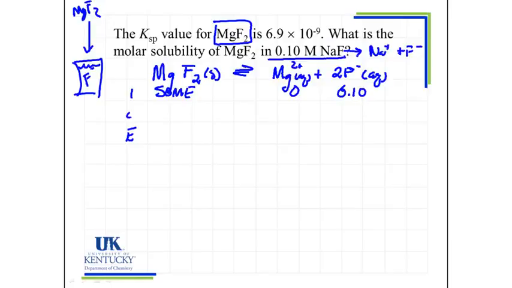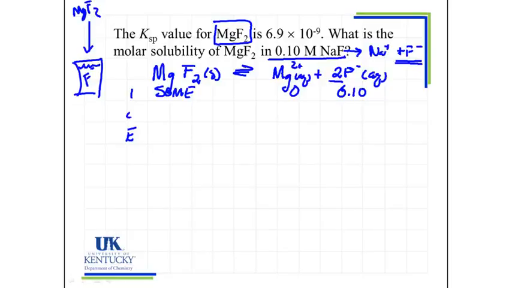Now, a common mistake that I see students making is to try to incorporate this 2 somehow. It does not come into play in the initial line. It has nothing to do with the initial line. That 2 has to do with the reaction taking place, and that's always in the change line. So you're just plugging in 0.10 because you know right now, before anything happens with the magnesium fluoride, that there's already some fluoride present, and the amount already present is 0.10.